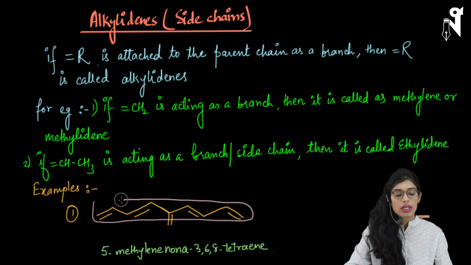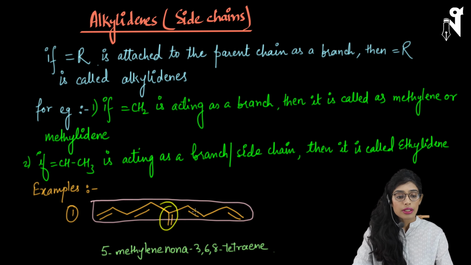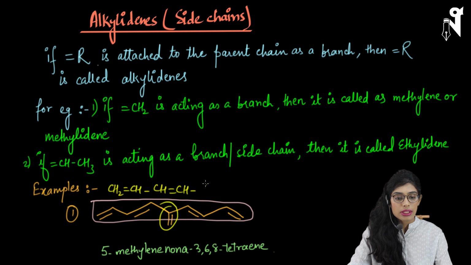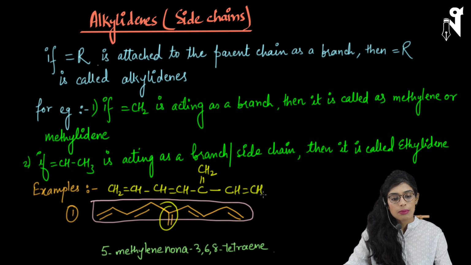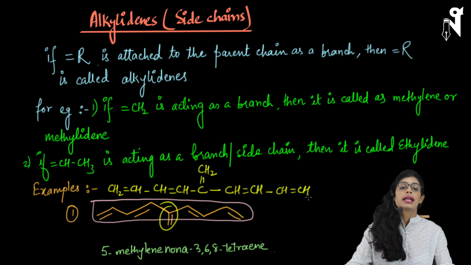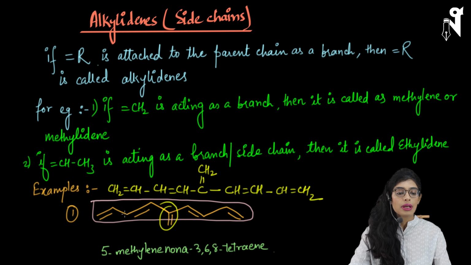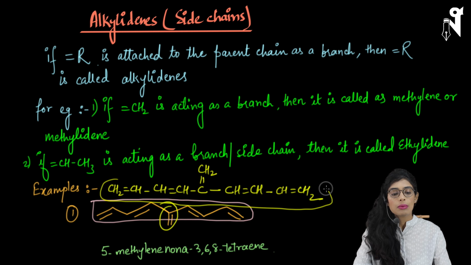And now no matter what I do, I cannot avoid this part acting as a branch. So if I simplify this chain, how can I write it? I can write it as CH2 double bond CH single bond CH double bond CH single bond C, then single bond C double bond CH2, and then CH double bond CH single bond CH double bond CH2. That's how my chain would be if I simplify it. So this is my longest possible chain with all the double bonds possible.